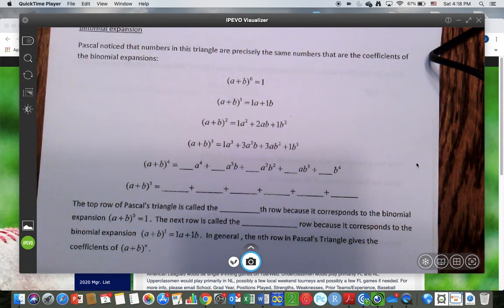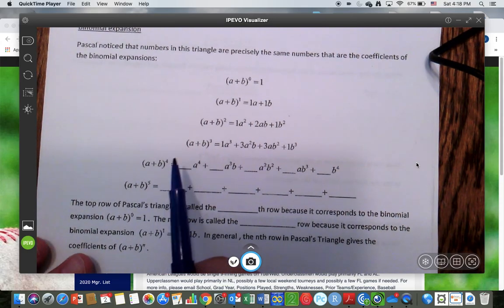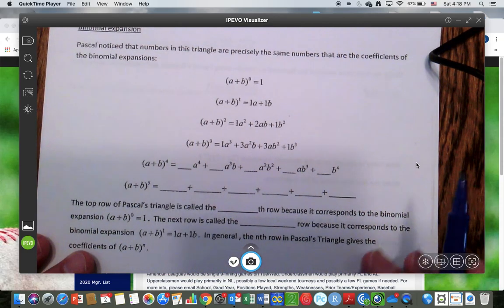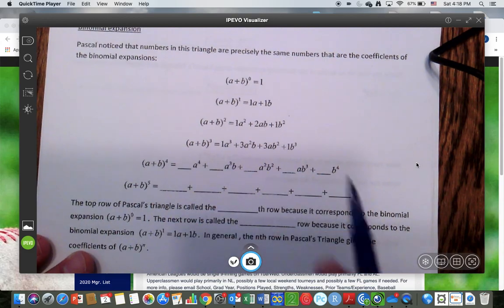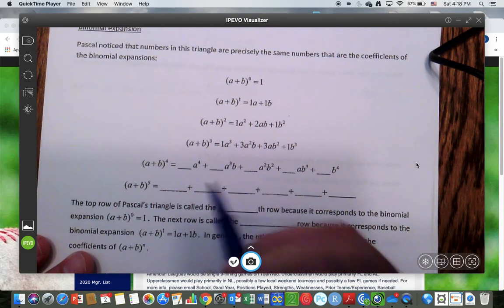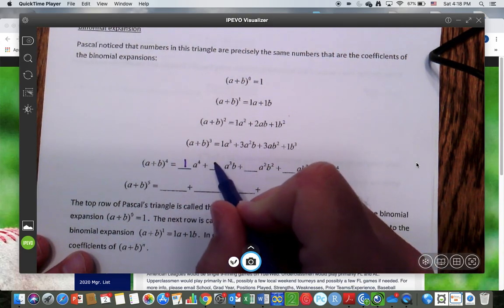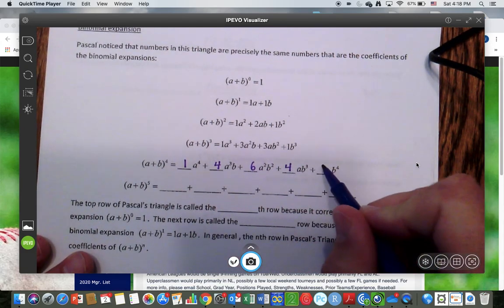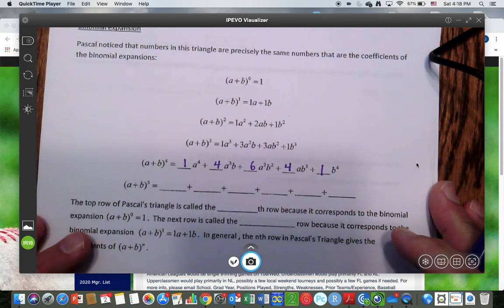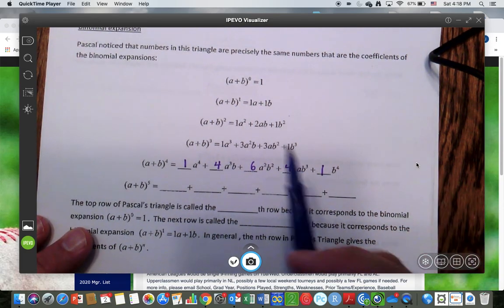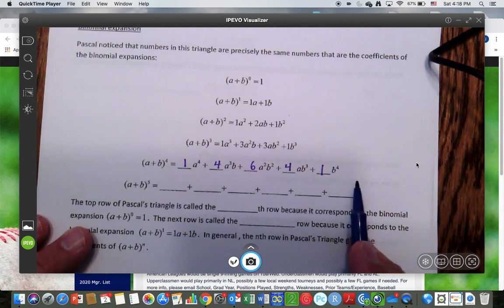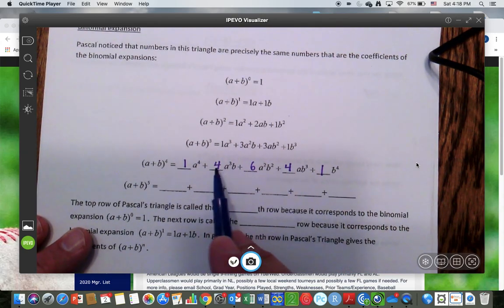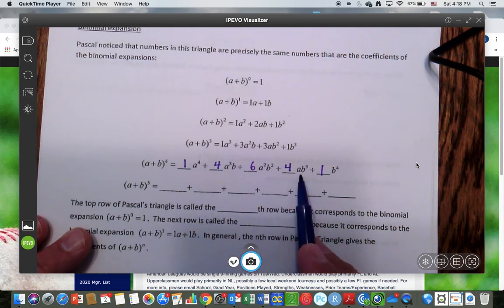Okay? So let's do the a plus b to the fourth expansion. Well, that's going to be, what was this one? 1, 3, 3, 1. So this is 1, 4, 6, 4, 1. Hold on, Mr. Thamer. How'd you have that? Did you have that memorized? No, I just know the outsides are 1s, always. And I know that these two are going to be 1 plus 3.